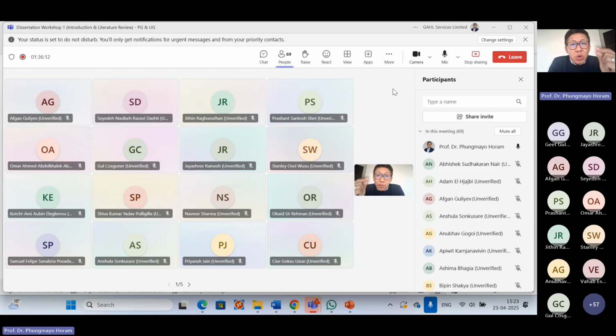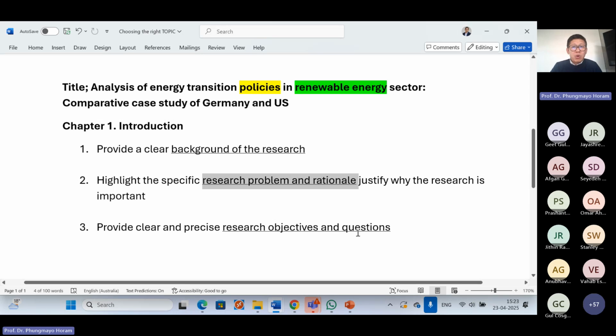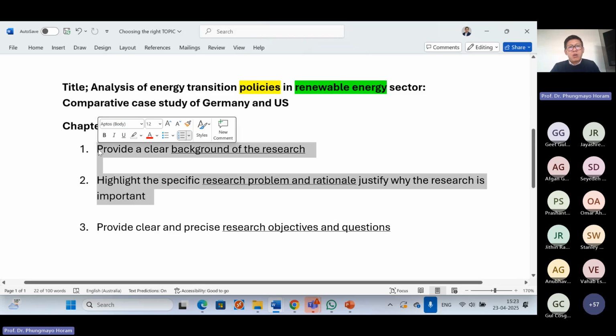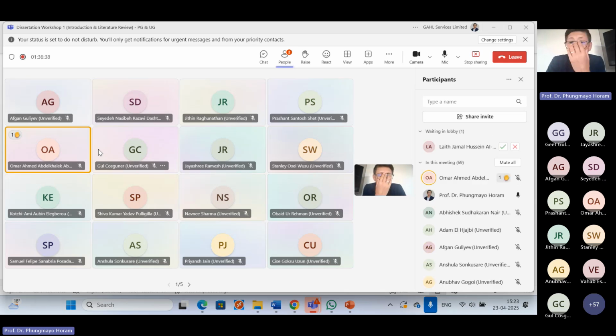Any other thoughts, or does anyone want to share your question, or share your topic, and if you have any issue, how you would break down these first two parts? We'll talk about the objective and research question later, but any doubts on this, or anyone wants to share on how to break down? Professor, I would like to share my topic. Yeah, Omar, tell me, share. Okay.